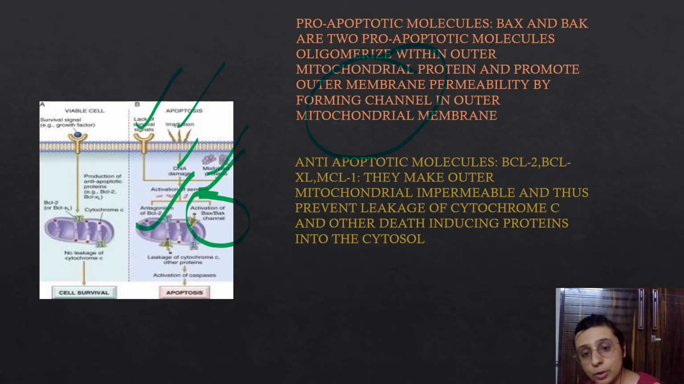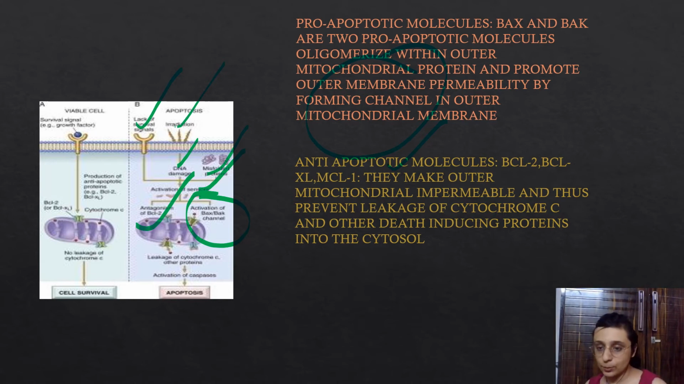Why are anti-apoptotic molecules important, right? They will inhibit apoptosis when the cell is alright, when the cell is ready to undergo growth. How? Anti-apoptotic molecules will decrease the permeability of mitochondria and thus decrease the release of cytochrome C, which will further inhibit apoptosis, right? Next thing you have to remember is the name of the anti-apoptotic molecule.